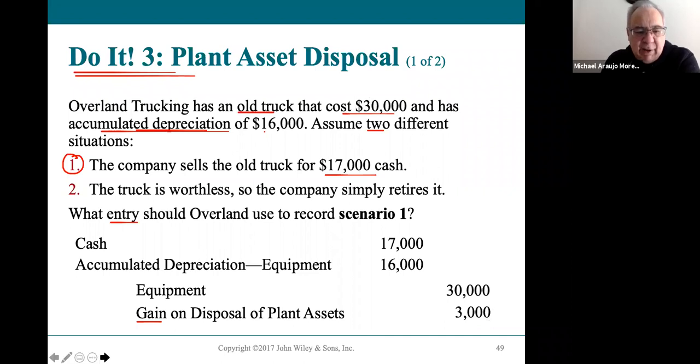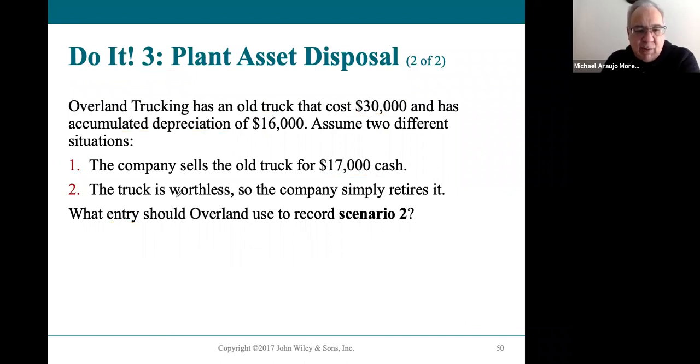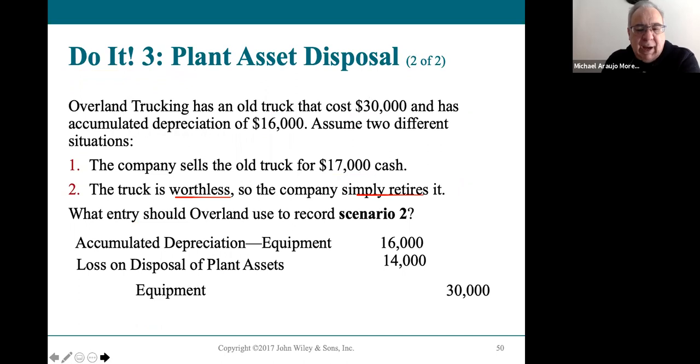In the second scenario, they basically scrapped it. It's worthless, and they simply totally scrap it. In the case of a scrap, there's no cash that's received, right? They simply throw the thing away. Thus, the whole difference, the whole book value, becomes a loss. And it would show up as a loss.